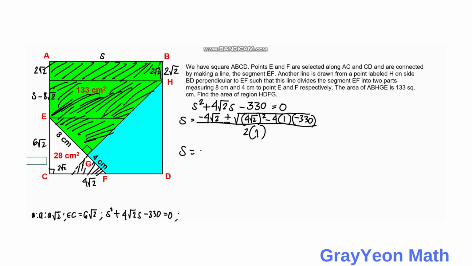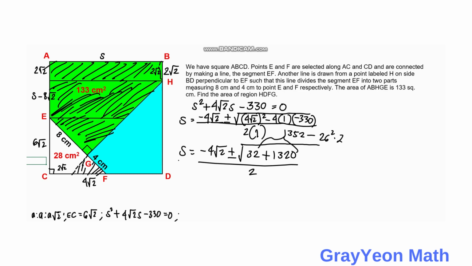Then you have s is equal to negative 4 square root of 2 plus or minus the square root of 4 squared times the square root of 2 squared, which is equal to 32. Then you have to add 1320, all over 2. And this becomes 1,352. But 1,352 can be written as 26 squared times 2. So we have s is equal to negative 4 square root of 2 plus or minus the square root of 26 squared times 2, all over 2.